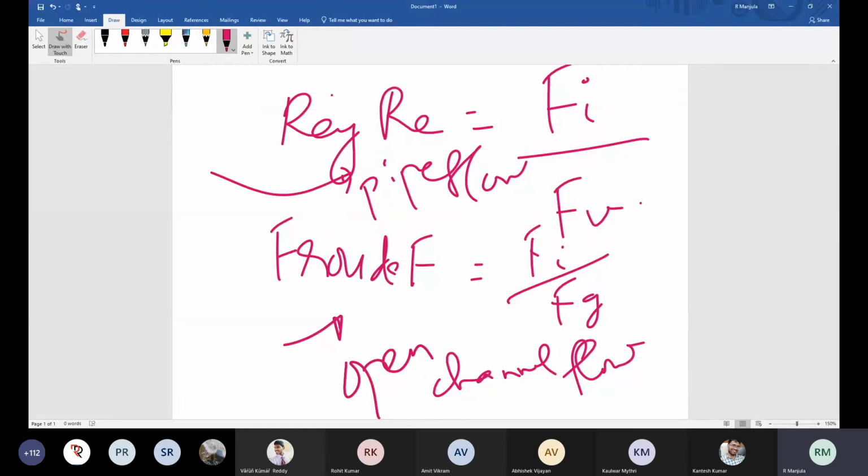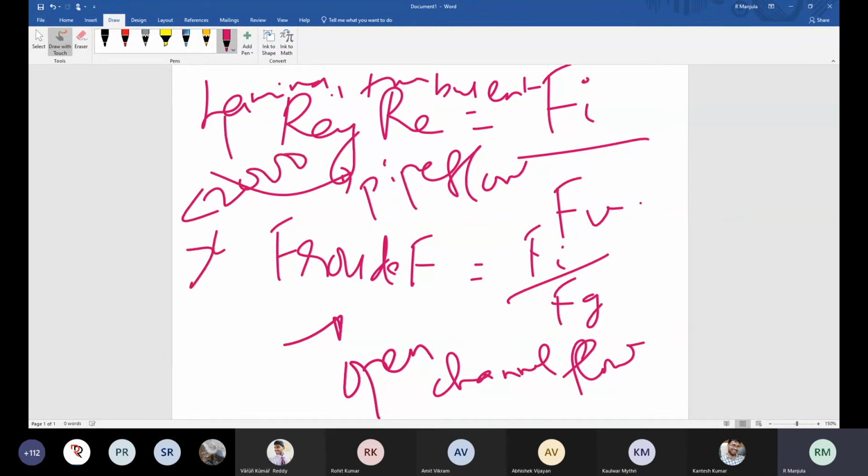So inertia force by viscous force is Reynolds number, inertia force by gravity force is nothing but your Froude number. And pipe flow, you will be defining into laminar and turbulent, am I right? Based on the value of Reynolds number. For pipe flow, if it is less than 2000, it is considered laminar. More than 4000, it is considered turbulent. Am I right? Last semester you might have studied the value of Reynolds number for a pipe flow.